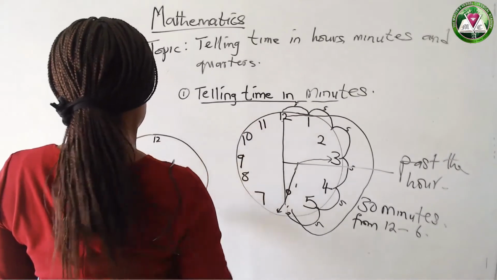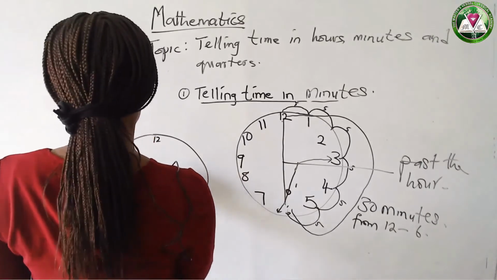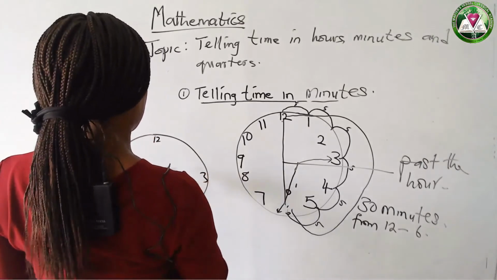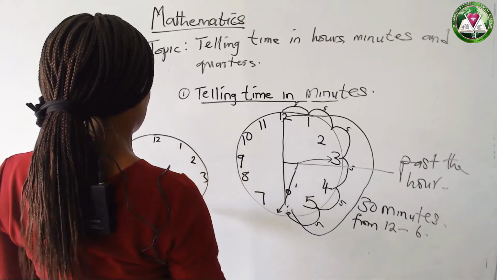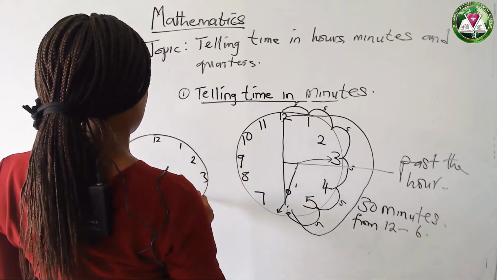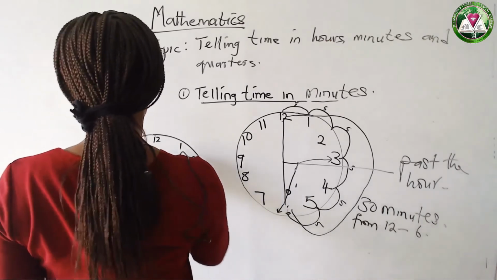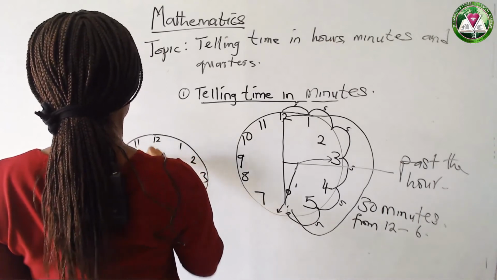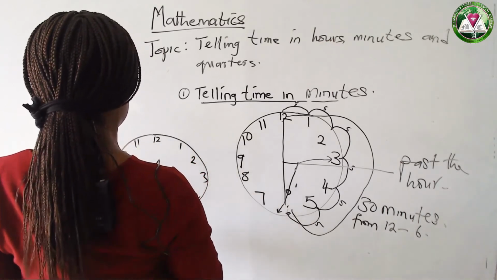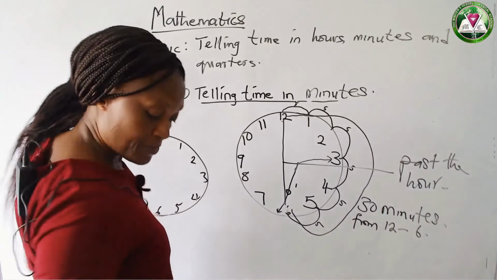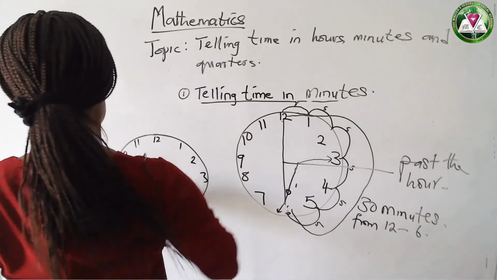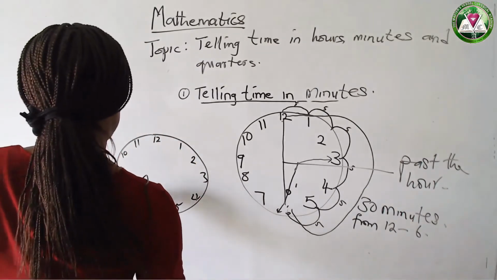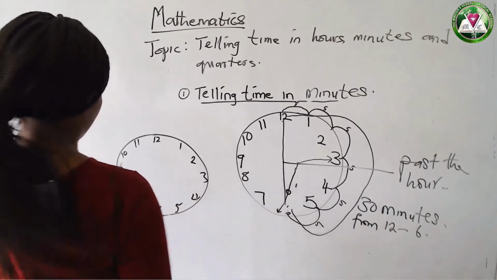This is 12. This is 6. This is 9. This is 3. This is 1. This is 2. This is 5. And this is 4. Here you have 10 and you have 11. Here is 8, which is very close to 9. Here you have 8 and you have 7.